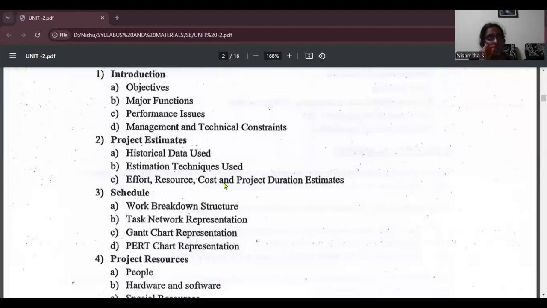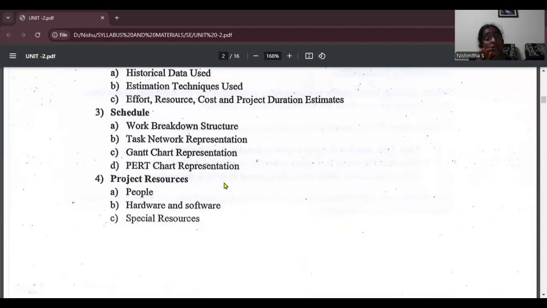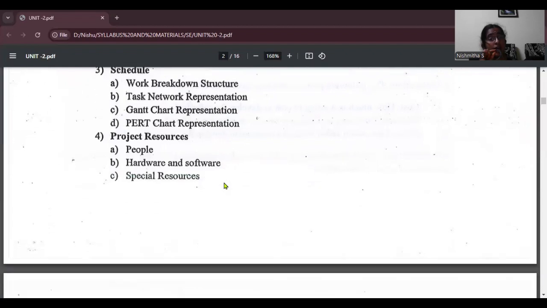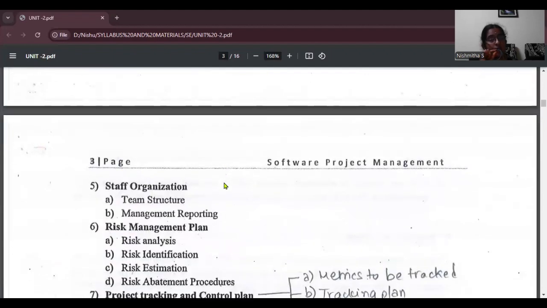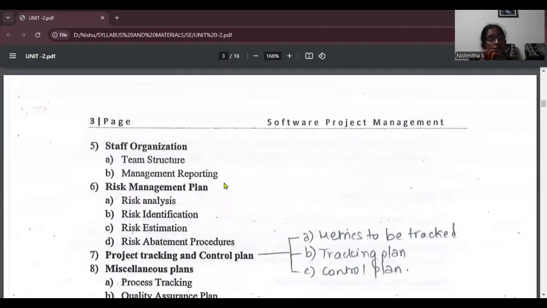The third factor is schedule. Here, the work breakdown structure, task network representation, Gantt chart and PERT chart representations are discussed. Project resources: how many people are required, what hardware and software are required, and any other special resources that need to be included will be added here. Staff organization: team structure, framing a team for each phase of a project, and management reporting. To report about the management or any other issues in the project, we need management reporting.